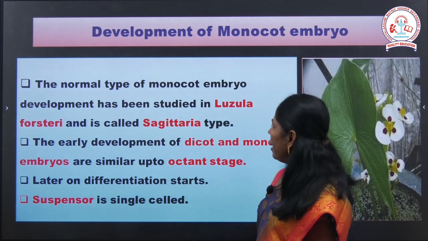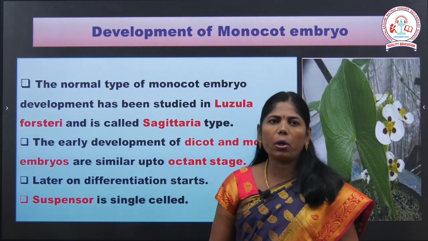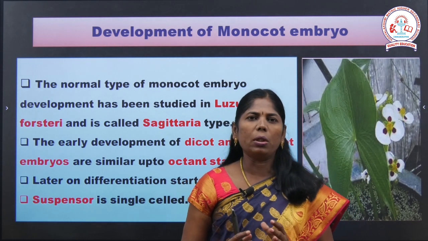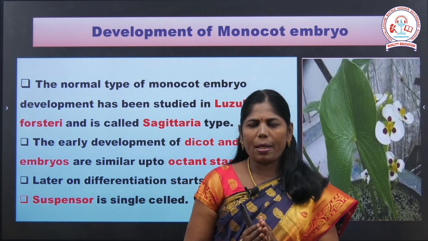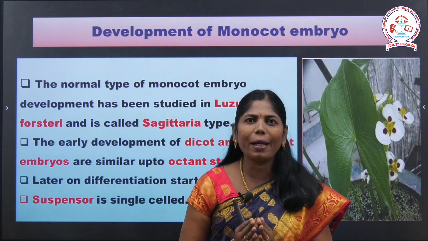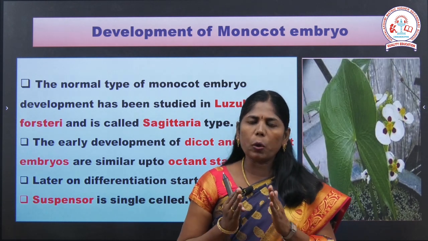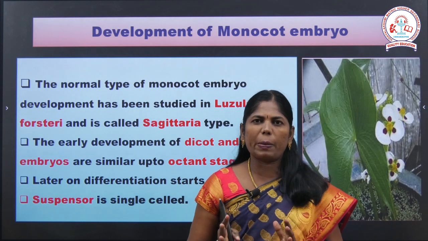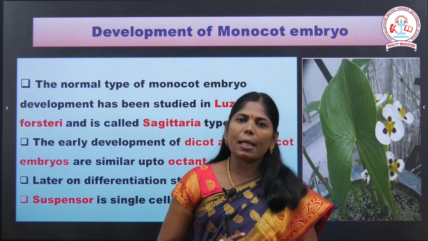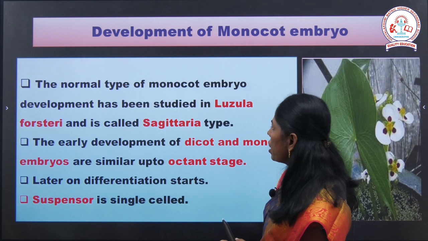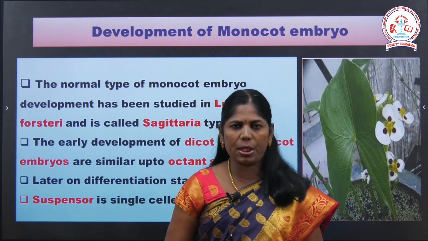The early development of dicot and monocot are similar up to the octant stage. So what is the octant stage? It is an 8-celled stage. Up to the octant stage, both divisions are the same. Later on, differentiation starts.